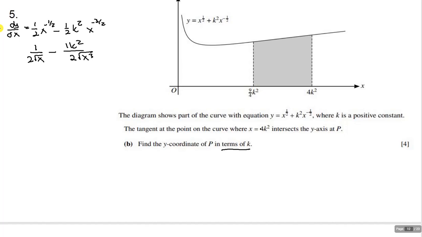So now what I'm going to do here is substitute in this x they want us to substitute in, which is 4k squared. So now it's going to be 1 over 2 square root of 4k squared minus k squared over 2. And again, I'm only replacing the x's with what they told me x was. Again, 4k squared, but it's to the third power, right? And again, we're still square rooting, okay?